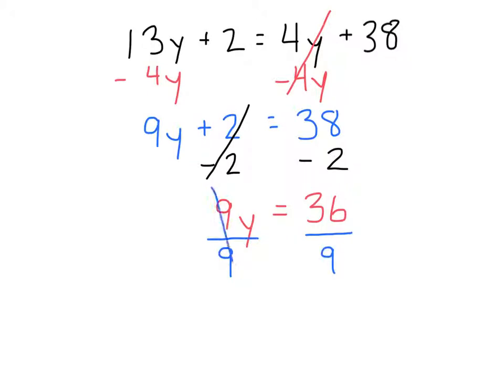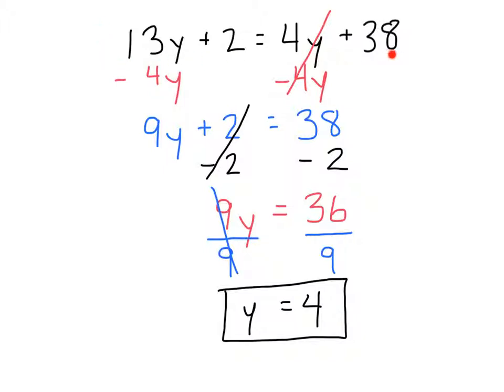So these 9's cancel out, and all you're left with on the left side of the equation is y. Now on the right side of the equation, you have 36 divided by 9. And that is equal to 4. So our final answer is y is equal to 4. What I highly recommend doing is going back up to our initial equation, plug in for y is equal to 4, plug in that 4 into each of the y's, and solve from there. If they're both equal, then they're correct. So y is equal to 4.